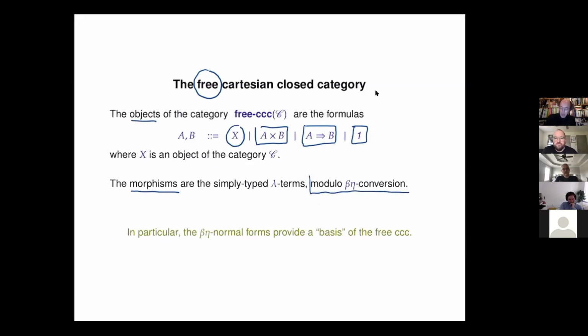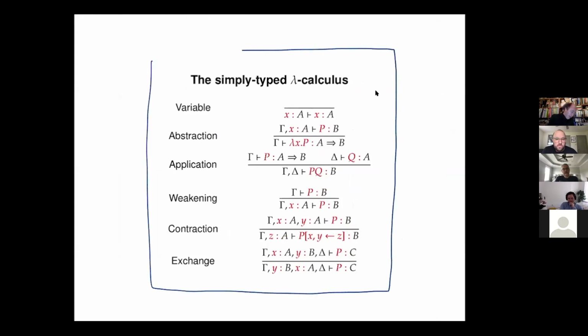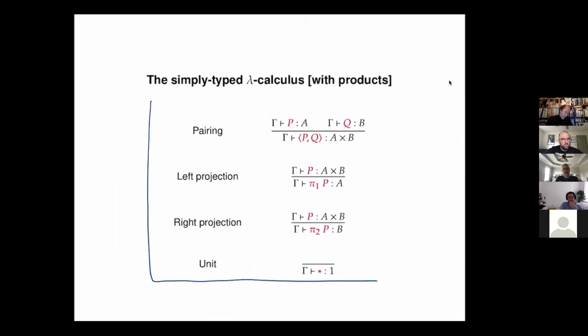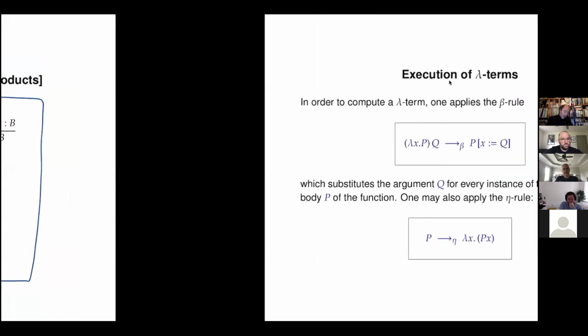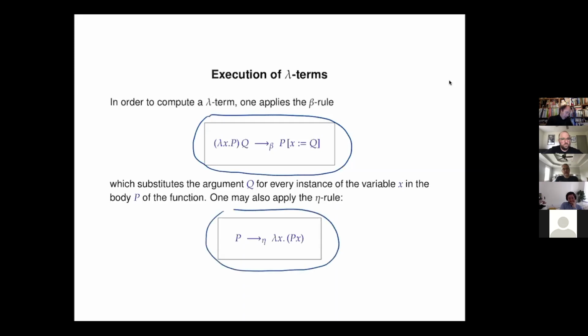beta eta conversion. And so the beta eta normal forms provide some kind of basis of the free CCC. And so if we look at it, it's quite syntactic. Okay, it's the simply typed lambda calculus. And then there are the basic constructions of the calculus. And we have the beta rule here, and eta expansion. Okay. And if we take all this, we construct the free Cartesian closed category.